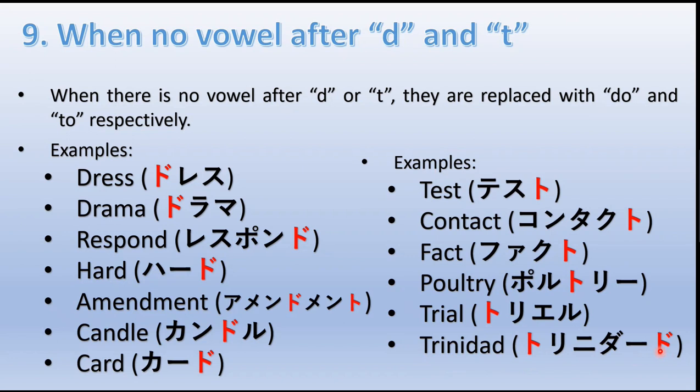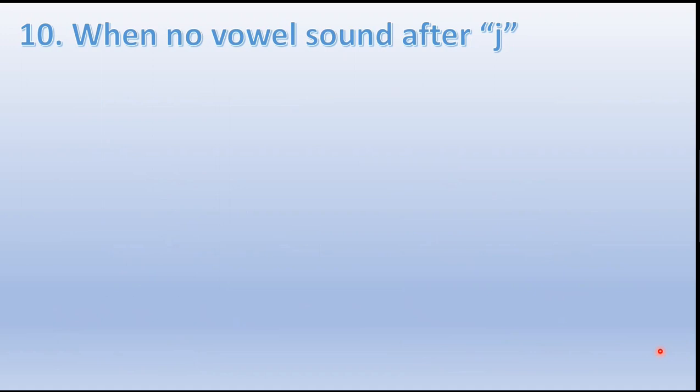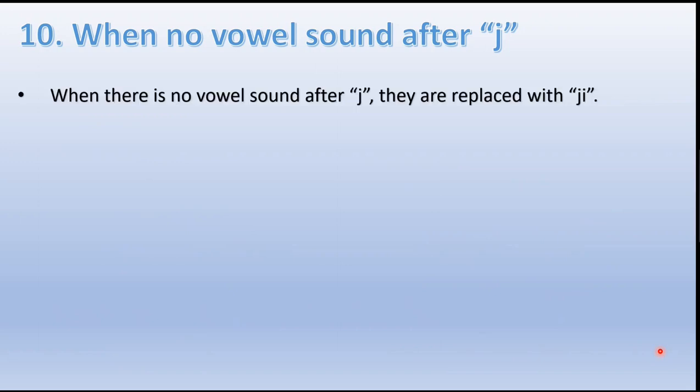So this was rule number 9 and this was equally important. Then we have the next rule, rule number 10, when there is no vowel sound after J. In that case, what do we have to do in the Japanese word? When there is no vowel sound after J, they are replaced with G. Earlier we saw that if it is D and T, it will be do and to. But if it is a J sound not followed by a vowel, then it will be replaced with G.